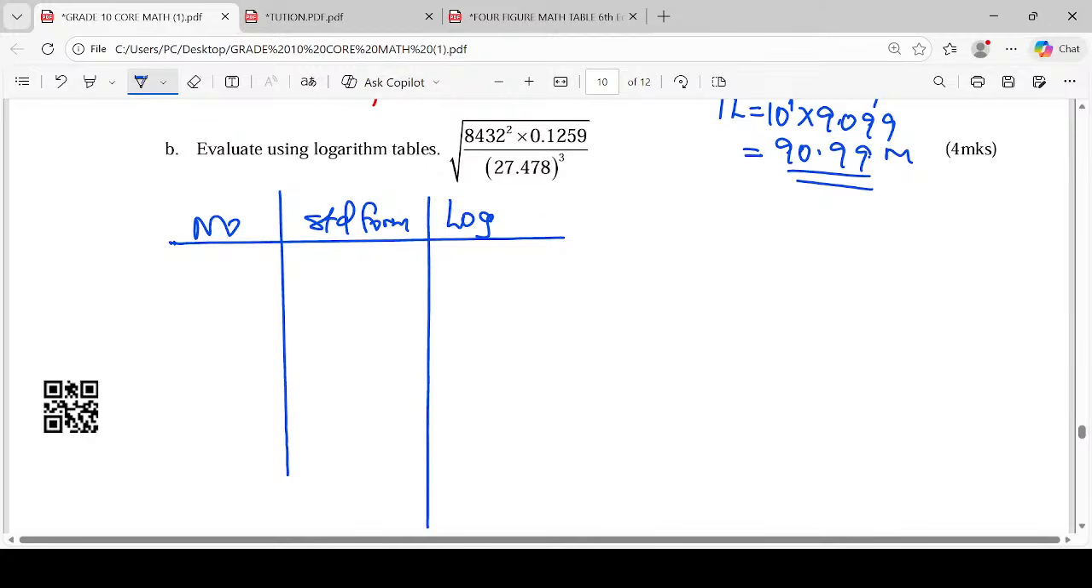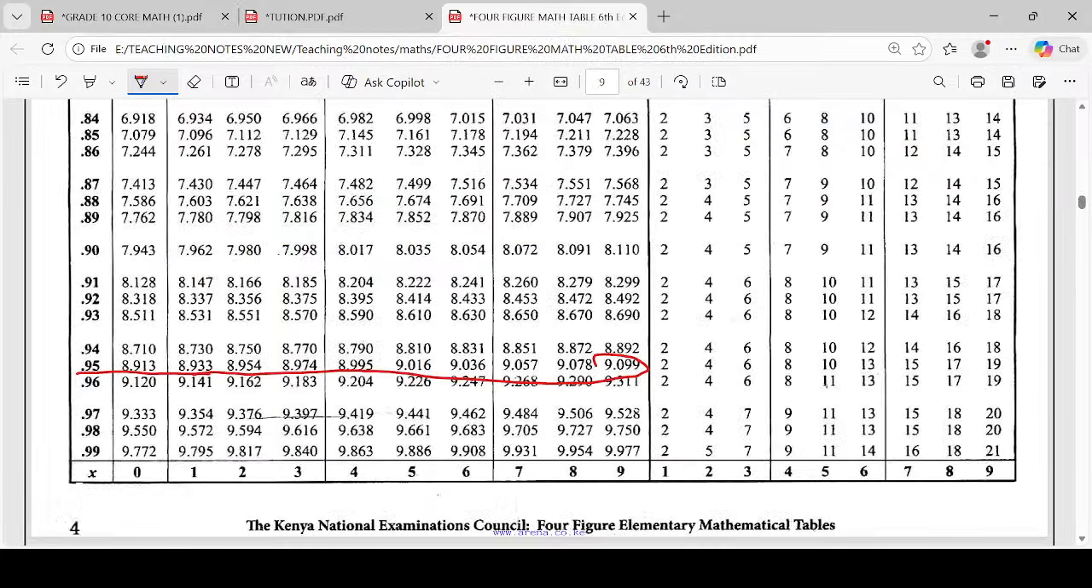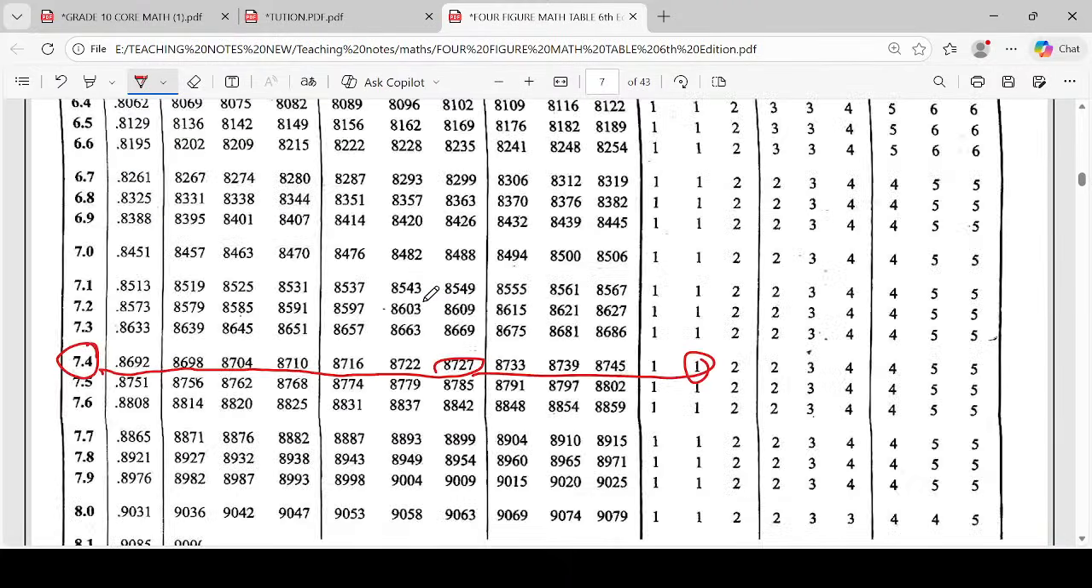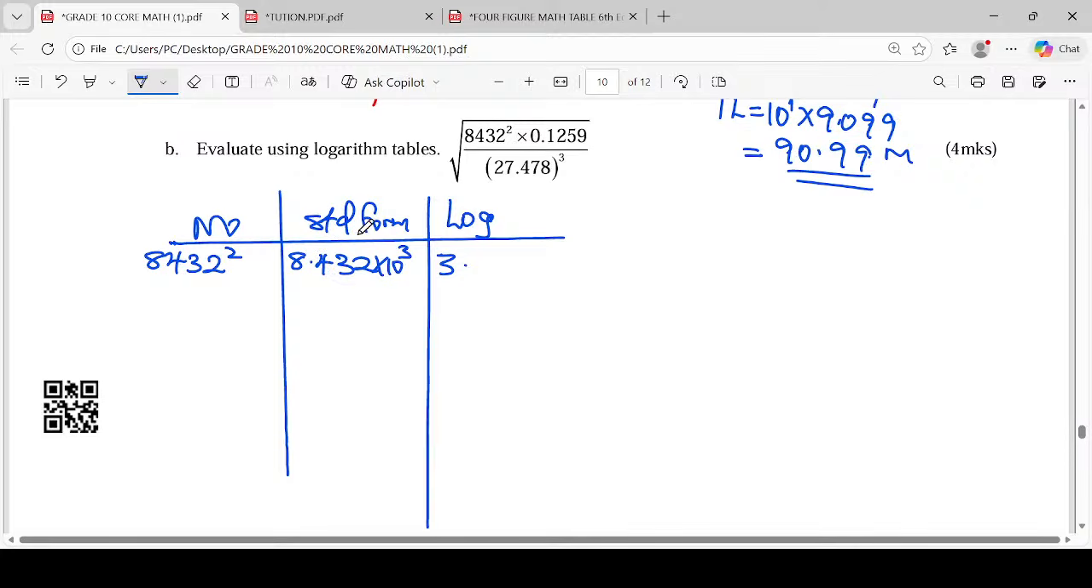The number here is 8432 squared. So what we do first, express the number in standard form. In standard form, we are going to have this number is 8.432 times 10 cubed. The power becomes the characteristic, that is 3 point. Then you go to the tables of natural logarithms, ladies and gentlemen. What do we want? The log of 8.4, then 3.